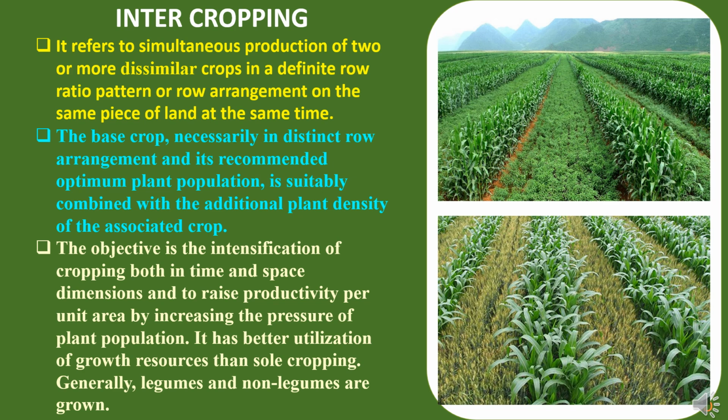Intercropping refers to the simultaneous production of two or more dissimilar crops in a definite row ratio pattern or row arrangement on the same piece of land at the same time. The base crop is necessarily in a distinct row arrangement, and its recommended optimum plant population is suitably combined with the additional plant density of the associated crop. The objective is the intensification of cropping in both time and space dimensions, and to raise productivity per unit area by increasing the pressure of plant population.